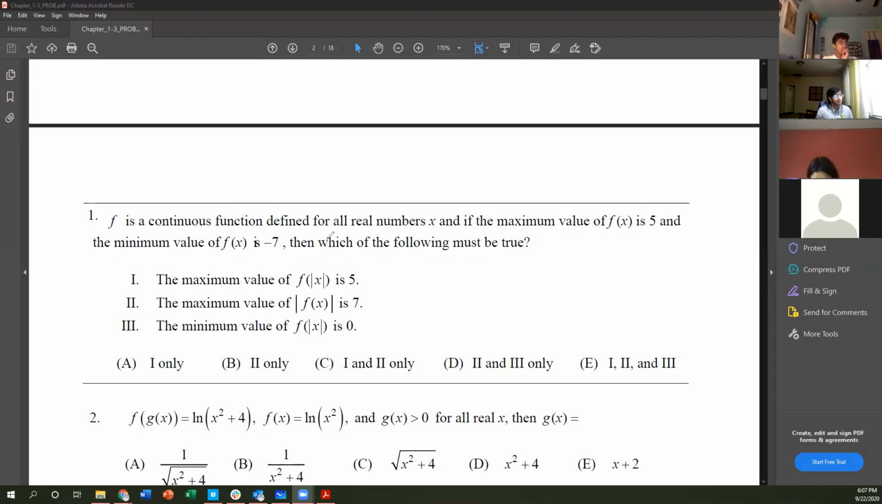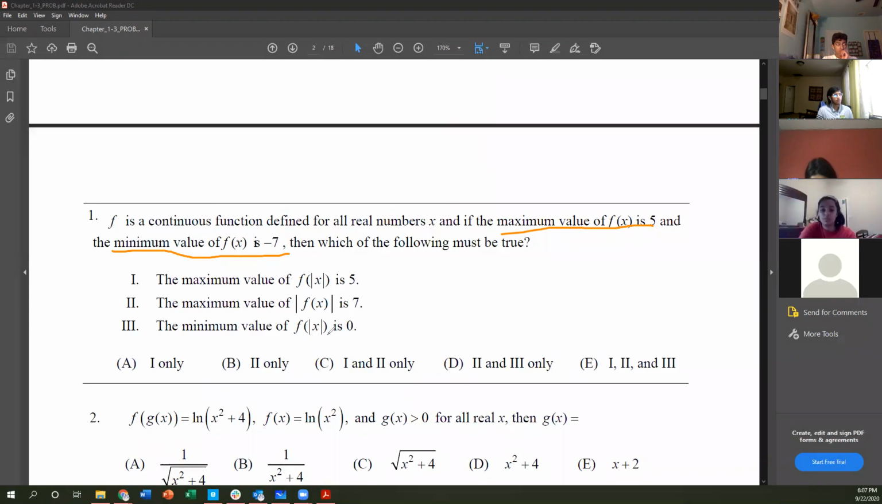So f is a continuous function defined for all real numbers, and if the maximum value of f of x is 5 and the minimum value of f of x is -7, then which of the following must be true? So 3 has to be true, because if you're taking the absolute value, then it can be negative, so then 0 would be the next smallest.